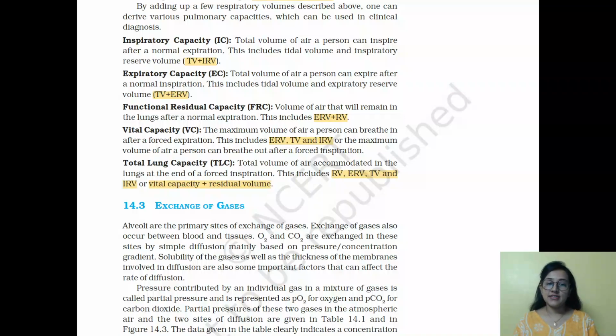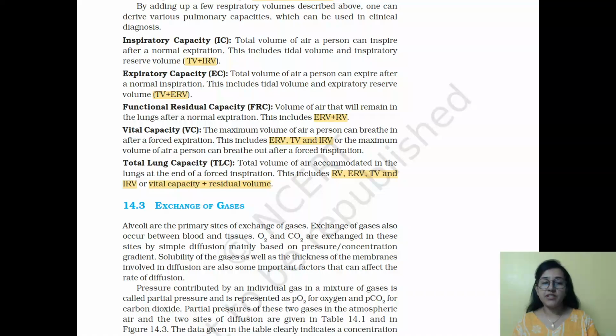Now let's understand this. It says the total volume of air a person can inspire after a normal expiration. So after normal expiration, what is our capacity? Firstly, the normal inspiratory volume, that is the tidal volume, and next after a normal expiration, if we inspire forcibly, then that is the inspiratory reserve volume. So adding these two, we get the inspiratory capacity.